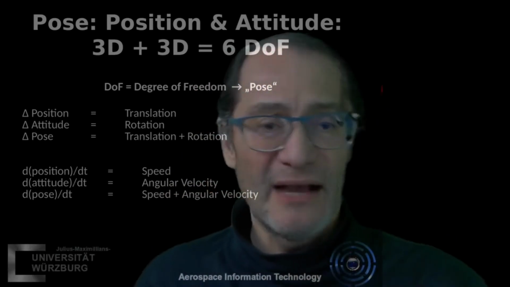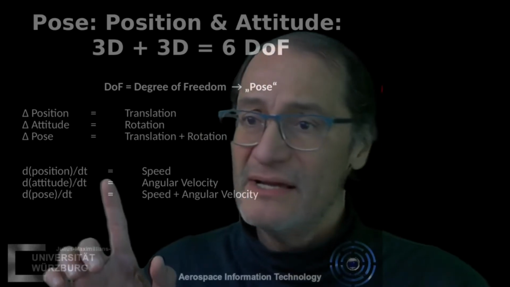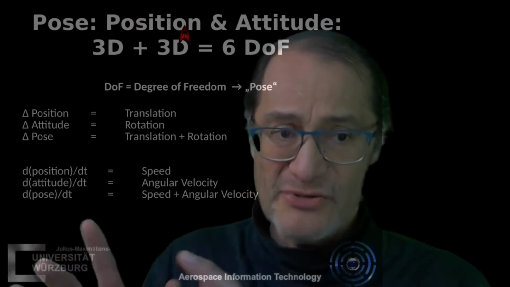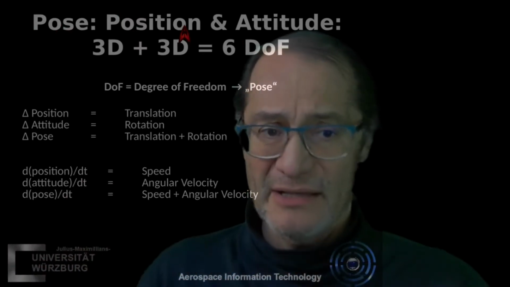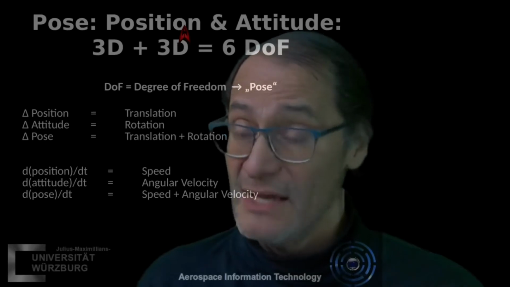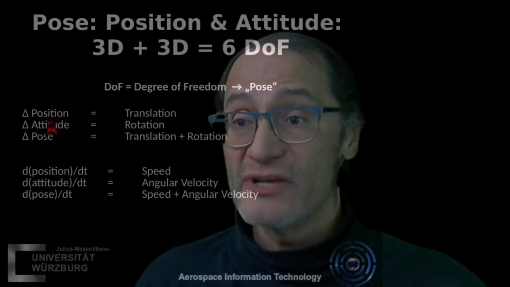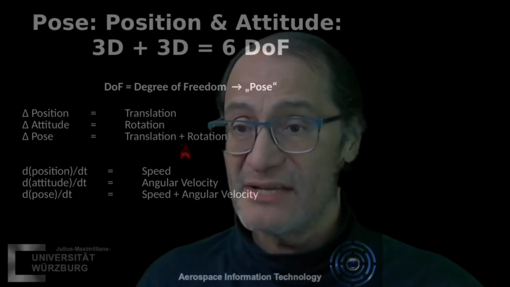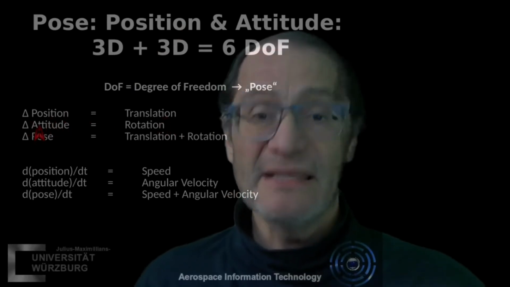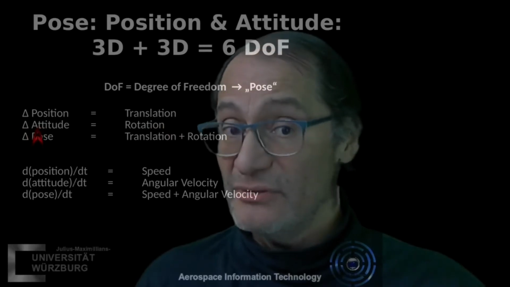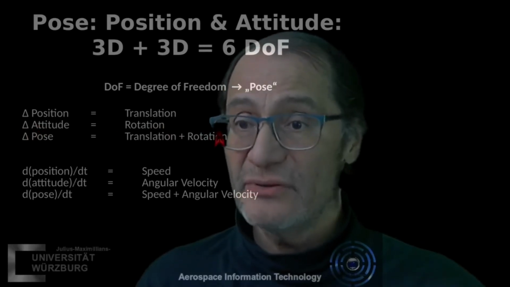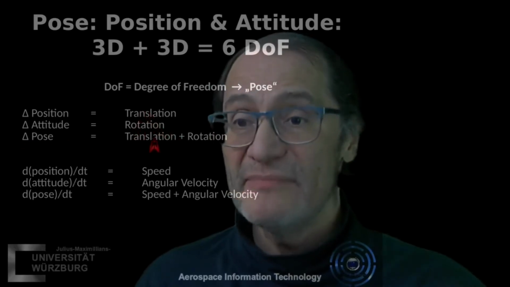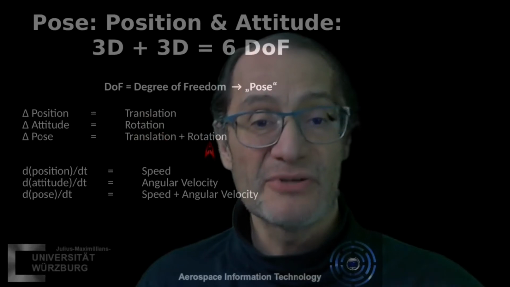Now let's define a few things. First, as I said before, this is our pose. And the pose is the composition of a position, where I am, and my attitude, in which direction I am looking at. Then if we move, we are going to change our position, and that delta position is the translation. If I am rotating, then delta attitude, my orientation, will be my rotation. And if I am doing both, the delta pose is going to be the translation plus rotation.